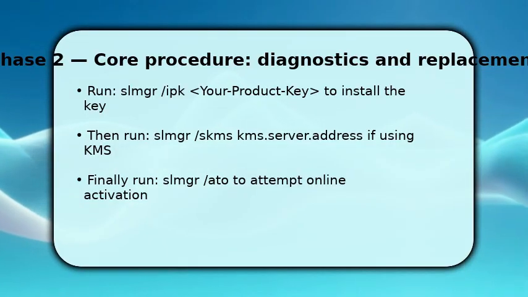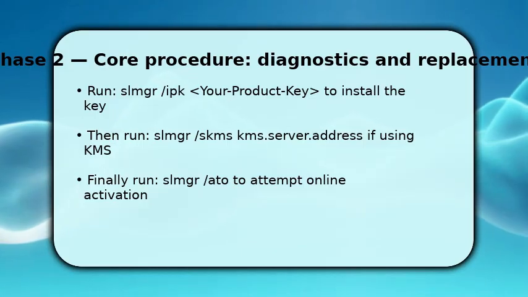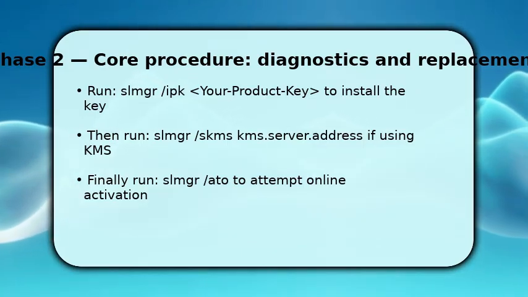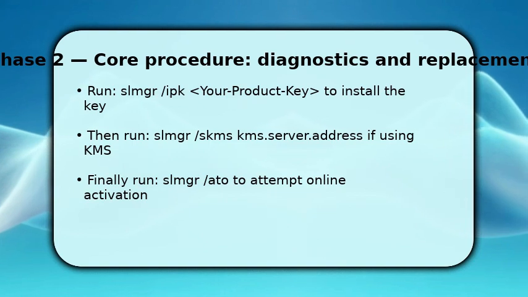After that, run SLMGR /ATO to contact Microsoft or your KMS and perform activation. Make sure network access is allowed. Otherwise, the online check will fail, so verify connectivity before continuing.